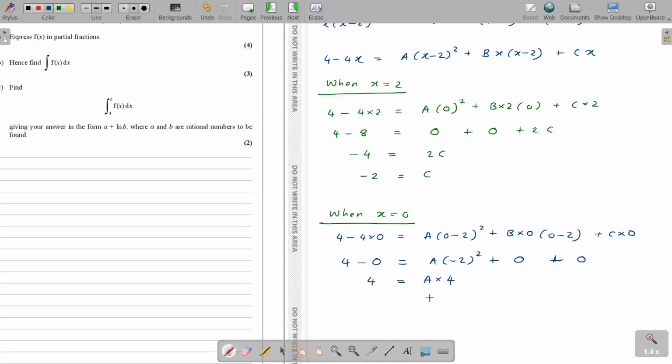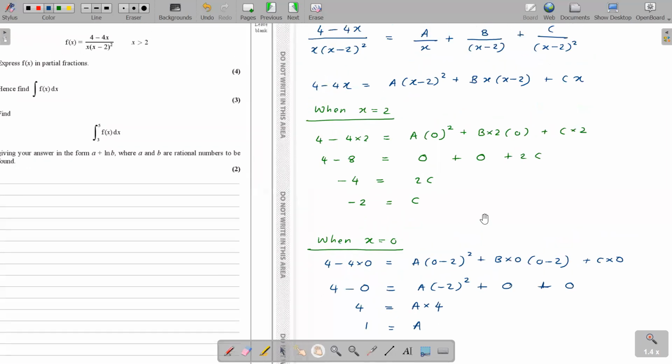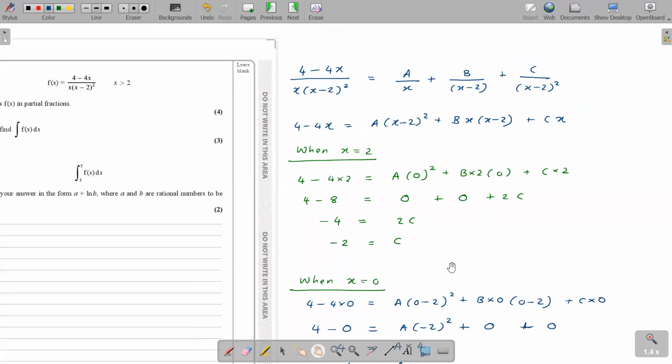And then what do you get for A? 4 divided by 4, right? 4 goes as a division. 4 divided by 4, A is 1. Okay, so I got the value of C and A. I now need to get the value of B.